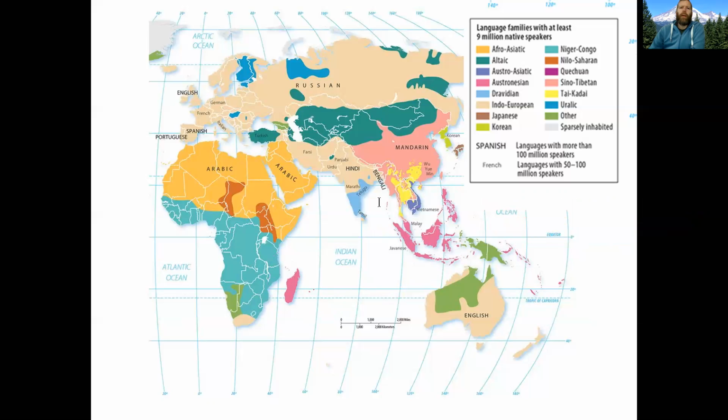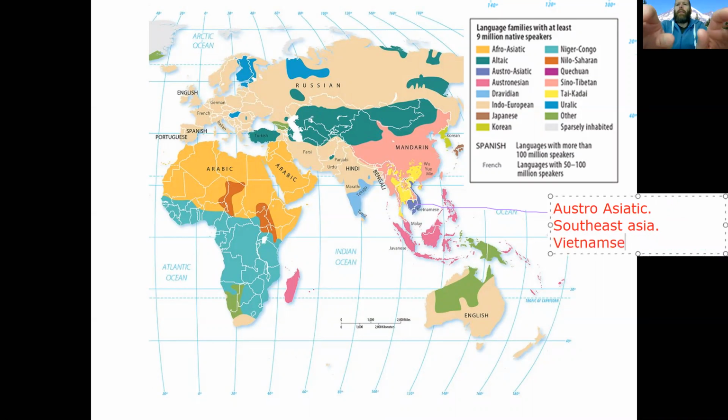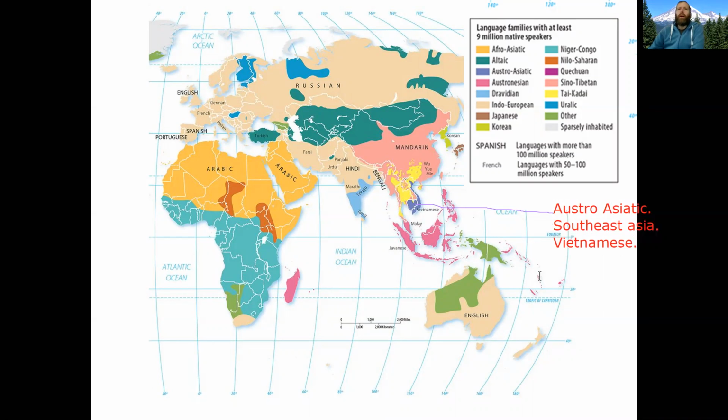Next one I want to briefly talk about is one called Austroasiatic. And so Austroasiatic is in Southeast Asia. And the largest language spoken is Vietnamese. There's many other languages, Cambodian and some others, but the largest language spoken is Vietnamese down here in Vietnam, Cambodia, this area.